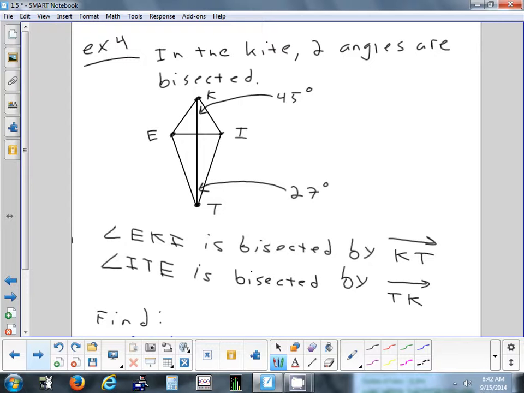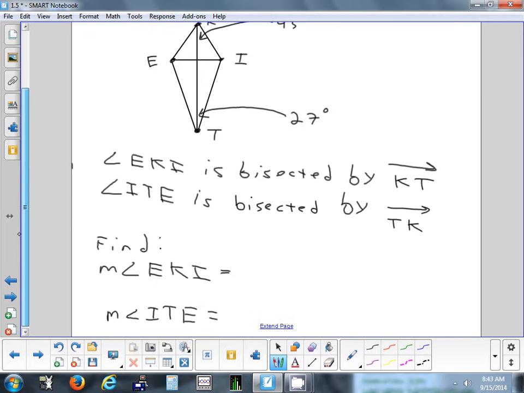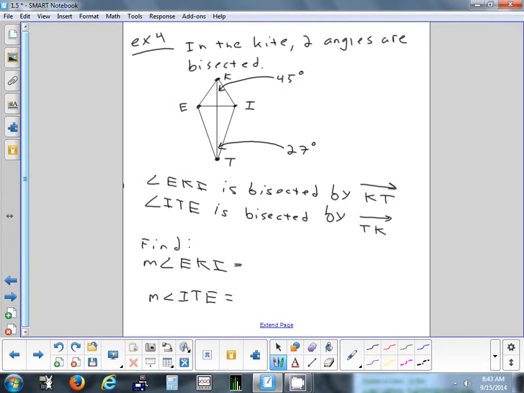Right, this is another geometric shape we'll study. It's called a kite, kind of looks like a kite. And it has 2 angles that are bisected. Angle EKI and angle ITE. So I want to find the measures of those 2 angles. All right, let's take a second and see if you can figure out what EKI would be, and then the measure of angle ITE.